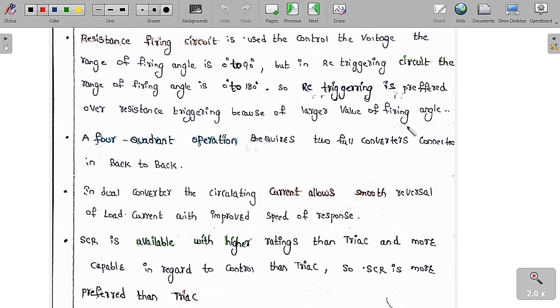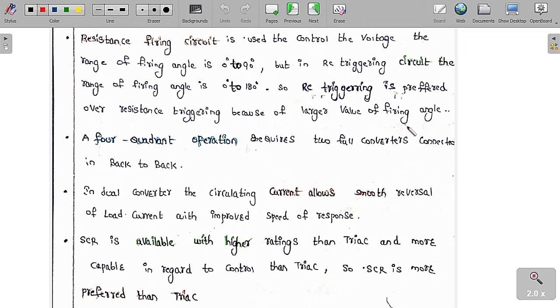Basically, there are two methods: the resistance firing circuit and the RC firing circuit. With the help of resistance firing circuit, we can get only the alpha from 0 to 90 degree, whereas with the help of RC, we can get the alpha from 0 degree to 180 degree. So out of these two methods, we prefer the RC triggering over the resistance triggering circuit.